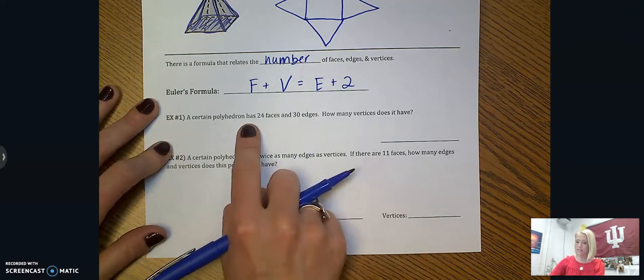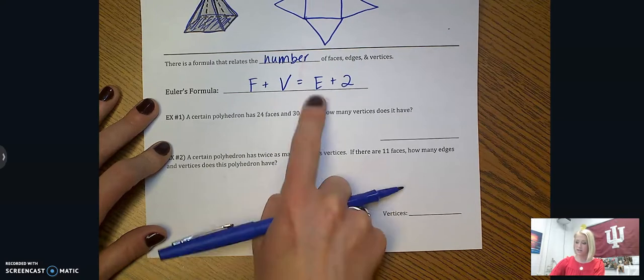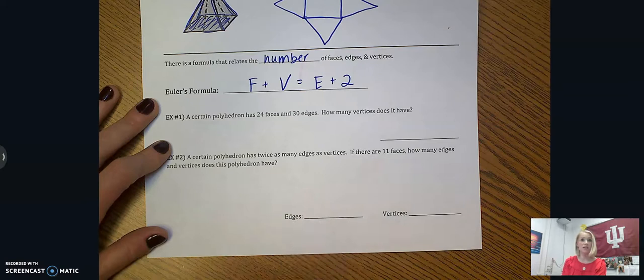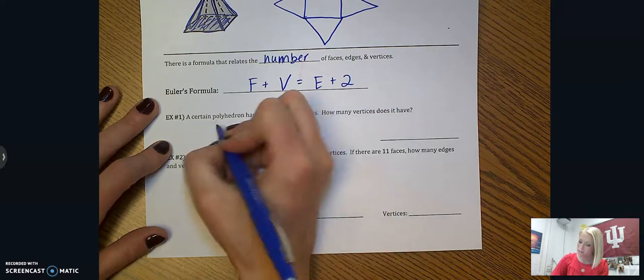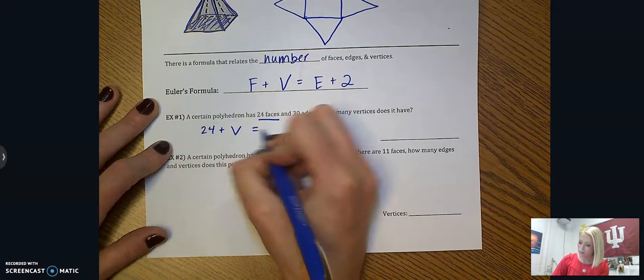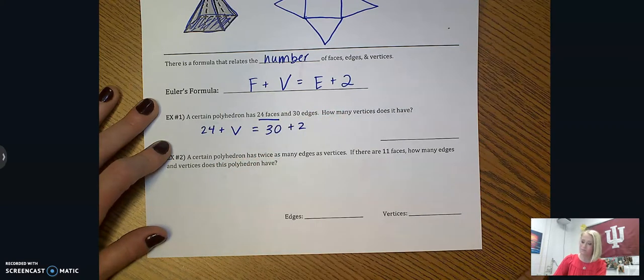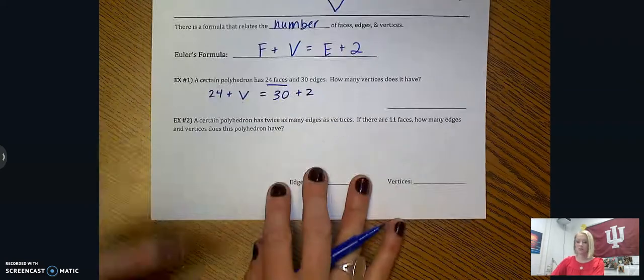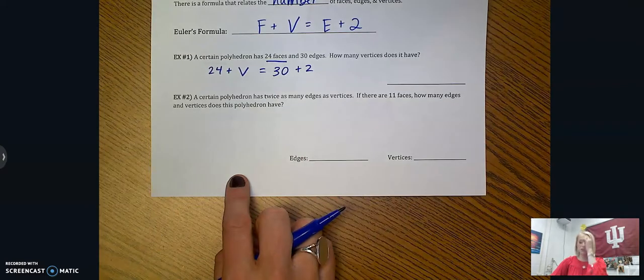They say a certain polyhedron has 24 faces, 30 edges. I want to find how many vertices. You're just going to plug in what you know and solve for the missing variable. So 24 faces. I don't know the vertices. Edges are 30. Every single one of you can solve that. Go ahead and do that now. Get the answer in your notes. Example 2 is what we'll end with.